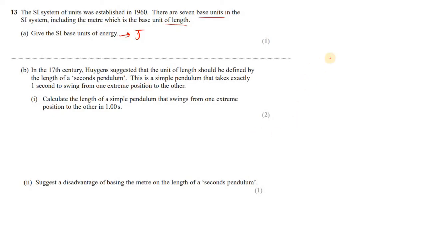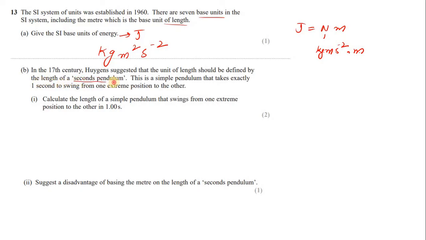If you remember, you can directly write the answer. But if you don't remember, joule is equal to newton meter, and newton is kg meter s minus 2, mass into acceleration, into meter. So you directly write kg meter square s minus 2. This is the SI base unit of energy. Joule equals this.